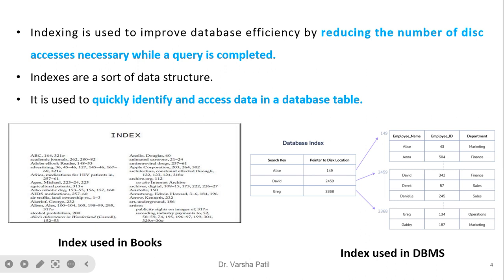For example, in a database, the search key, now you make the assumption that it is the primary key, and here the pointers to disk locations are given. So when the word comes between Alice and David in chronological order, disk number 149 is accessed. When it is between David and Greg, 2459 is accessed, and after that 336 is accessed. So in this way, indexing is used for effective retrieval of the data.